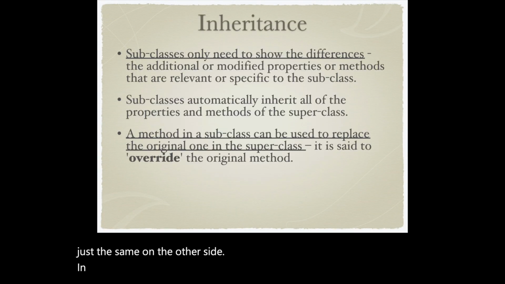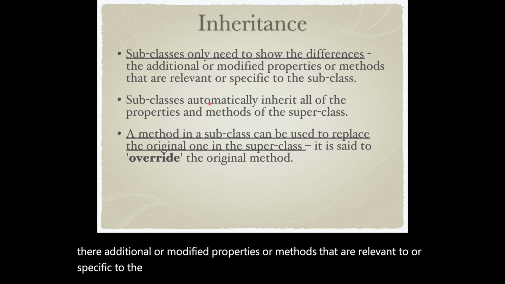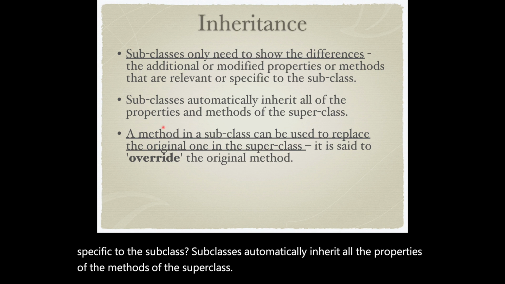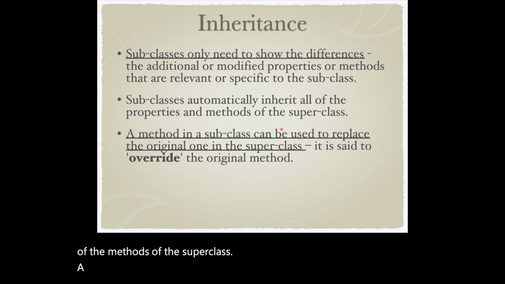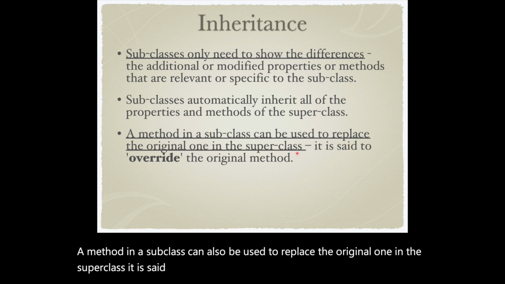Inheritance, again. Subclasses only need to show the differences, the additional or modified properties or methods that are relevant to or specific to the subclass. Subclasses automatically inherit all the properties and methods of the superclass. A method in a subclass can also be used to replace the original one in the superclass. It is said to override the original method.